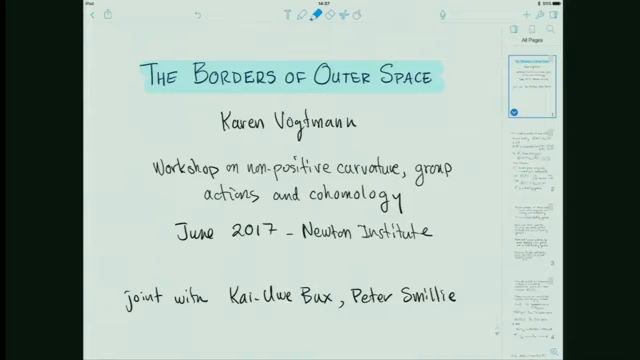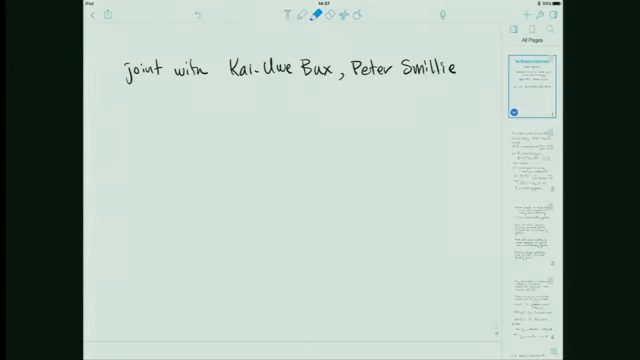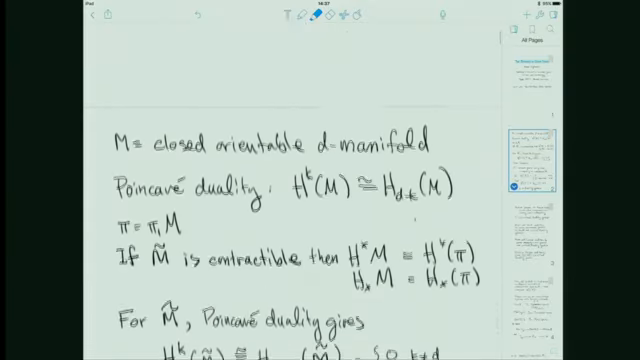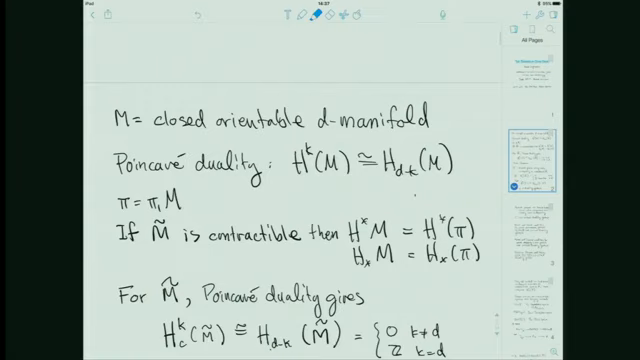Okay, yeah, so, right, this is joint work with Kai-Uwe Bux and Peter Smillie, parts of it. And I'm going to talk about the borders of outer space. So I'm going to start with something that we all had to learn before they would give us a PhD, which is Poincare duality. So here, if you start with a closed orientable d-dimensional manifold, then we all know that Poincare duality tells us there's a duality between the cohomology of the manifold and homology in the complementary dimension.